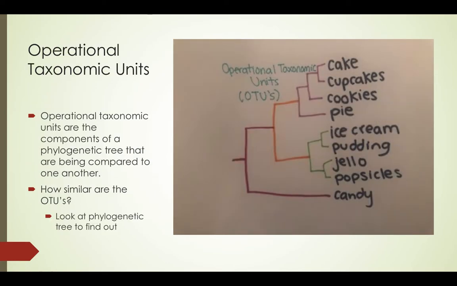It is important to define what an operational taxonomic unit is in relation to the phylogenetic tree. Operational taxonomic units, also referred to as OTUs, are the individual components that make up the phylogenetic tree. They could be anything, but in the case of my tree, they are desserts. The OTUs are all related to each other, but to different extents. For example, cake is more closely related to cupcakes than it is related to pudding.